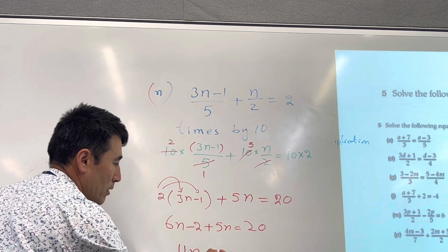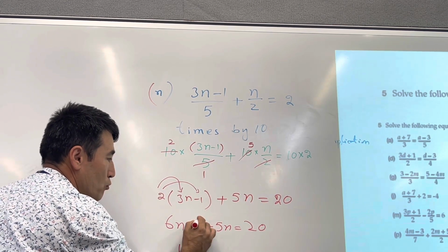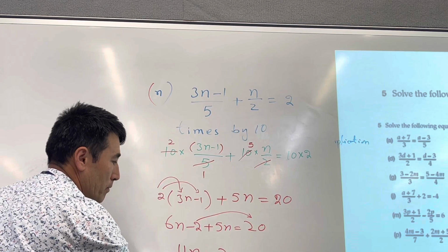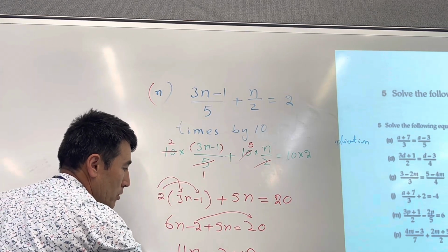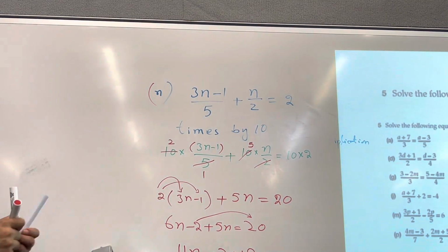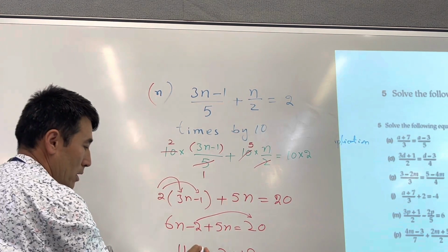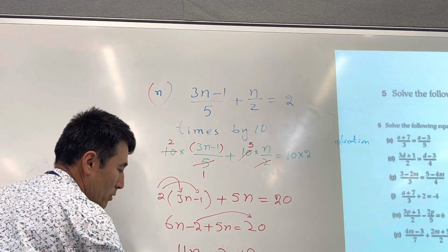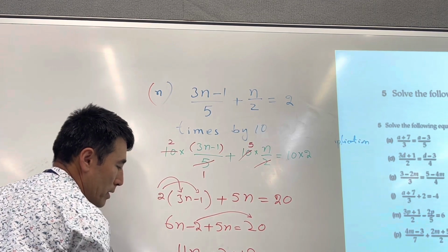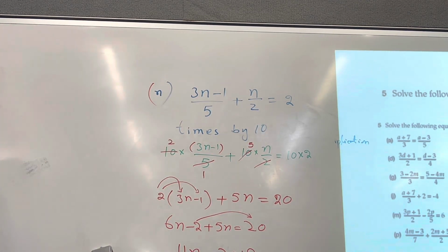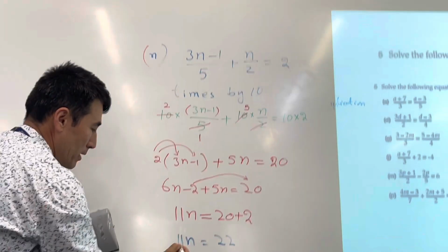Mister, move the 2. Okay, guys, move 2 to the other side. What is that? It will turn to positive 2, right? 11n is equal to 22. We don't need 11n, we need only n. What should we do? Divide by 11.